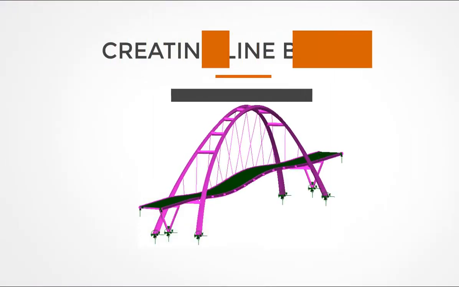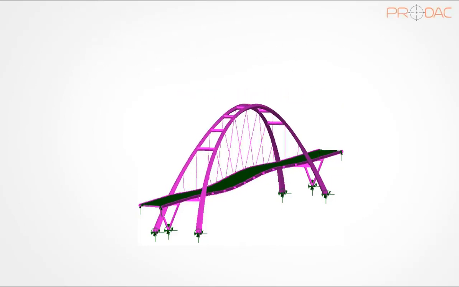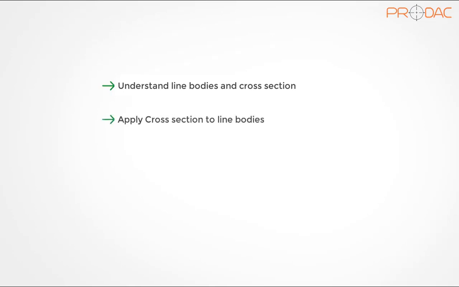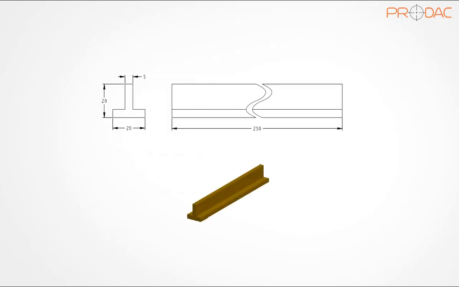Next, we'll be learning about line bodies in ANSYS Workbench. After completing this session on line bodies, you will be able to first, understand line bodies and cross sections. Second, apply cross section to line bodies. Third, create pattern features. Fourth, create surface from sketches. So let us illustrate this with the help of a tutorial.